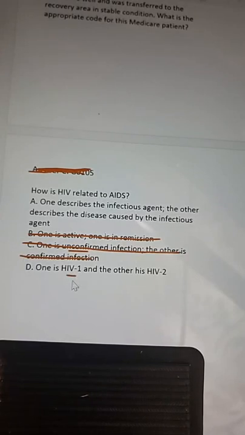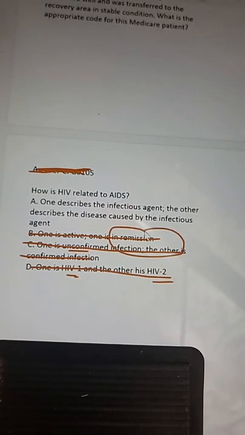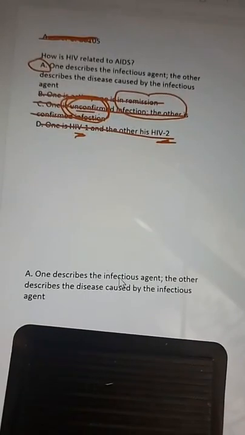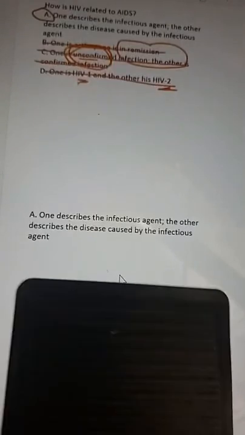And then, do we have something called HIV-1 and HIV-2? Does that make any sense at all? That wouldn't make any sense. So even if I didn't know the answer, I at least know what is wrong, right? There's no remission, and there's no way we would do anything unconfirmed. And I don't know what an HIV-1 or an HIV-2 is, so even if you didn't know the answer, you could eventually come up with your right answer as A. Yeah, which is right. Very good. All right.